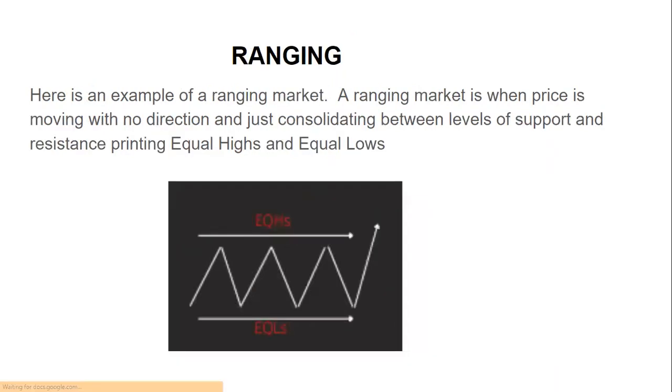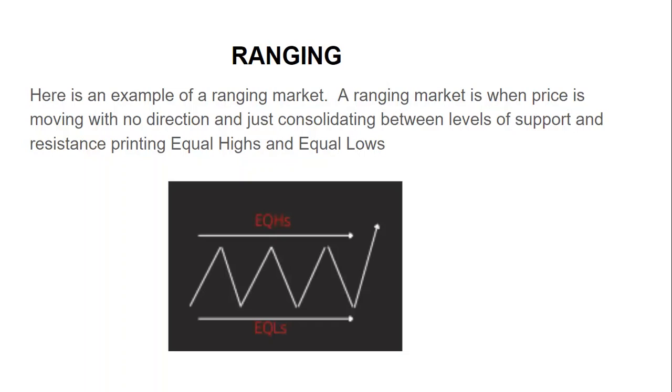So now let's proceed. We have the ranging market. This is an example of a ranging market. A ranging market is when price is moving with no direction and just consolidating between support and resistance, printing equal highs and what? Equal lows. So that's what we say when the market is ranging. It means it is moving in neither an uptrend nor a downtrend. Do you understand? This is basically what you need to know about market structure.